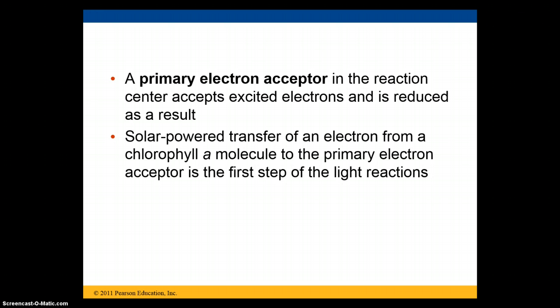Okay, there is a primary electron acceptor within the reaction center that's going to accept the excited electrons. So it's accepting those electrons. Leo the lion says grr. So it's reduced as it gains these electrons. The transfer of an electron from a chlorophyll A molecule to the primary electron acceptor is the first step of the light reactions.